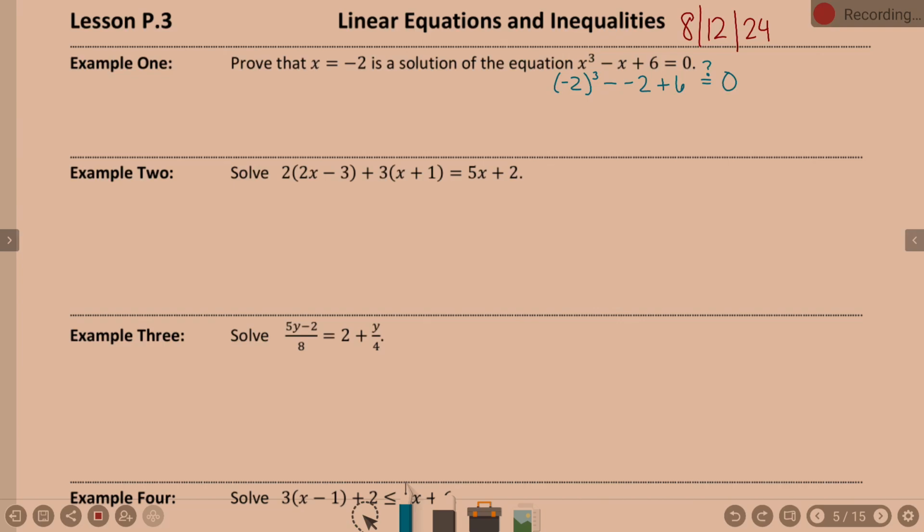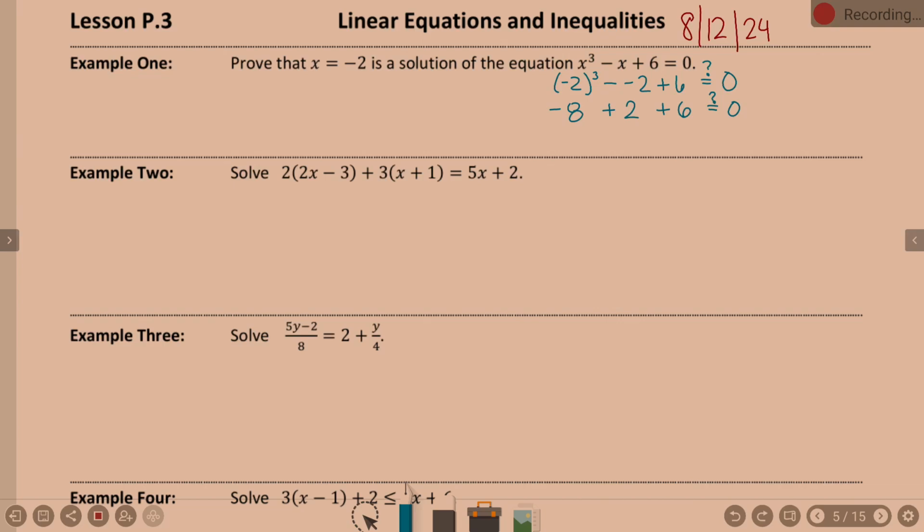So, what do we know? What is -2 to the third? Negative. Yeah, negative. 2 to the third is 8. 3 negatives is -8. What's minus -2 mean? +2. It becomes +2 plus 6. And then the question is still, does that equal 0? -8 plus 2 plus 6 is indeed 0, isn't it?